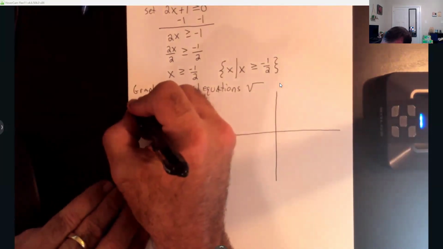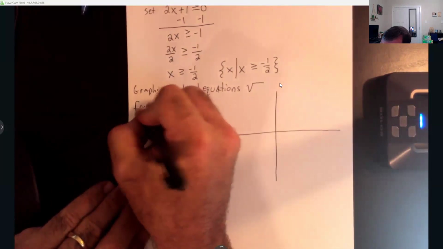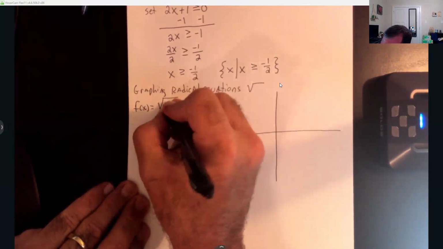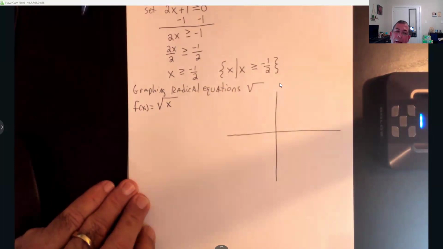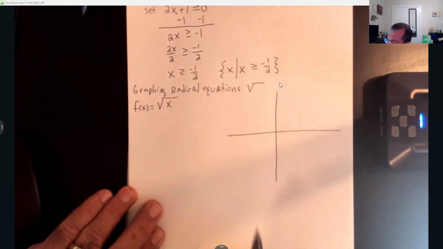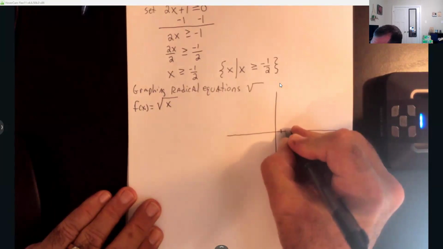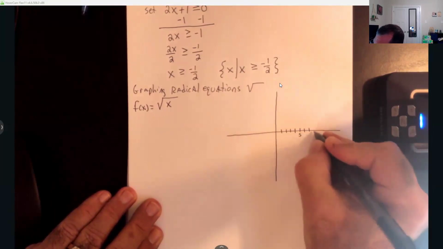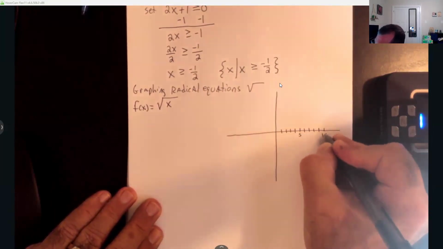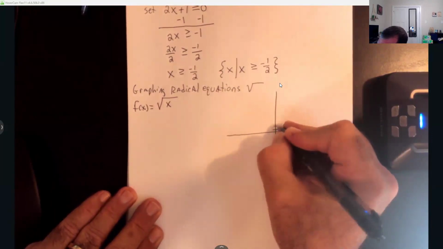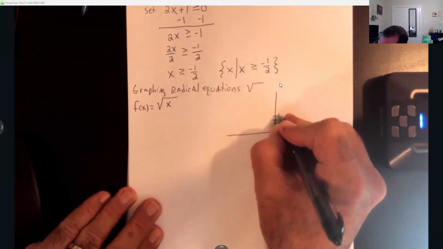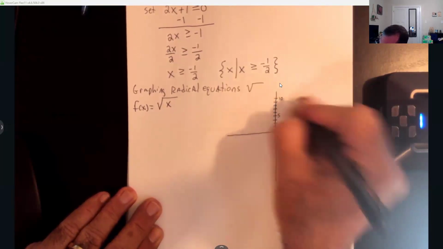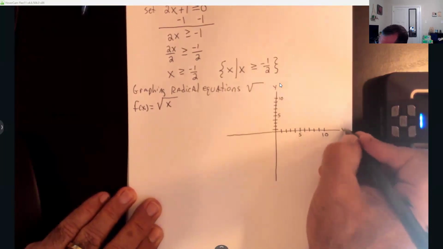So y'all, if I have something like this, f of x equals square root of x, and I'm just going to use the x for mine, okay? So I'm going to go out, well, let's see. That'll be 5, 6, 7, 8, 9, 10. All right, so that's the y and the x.